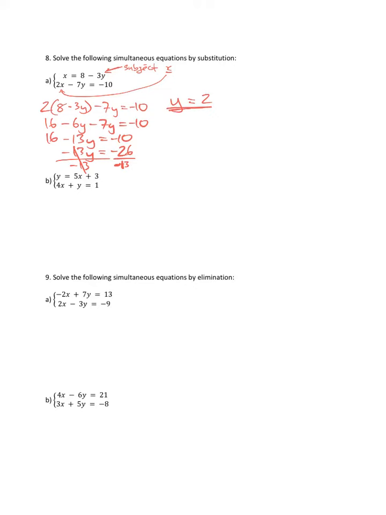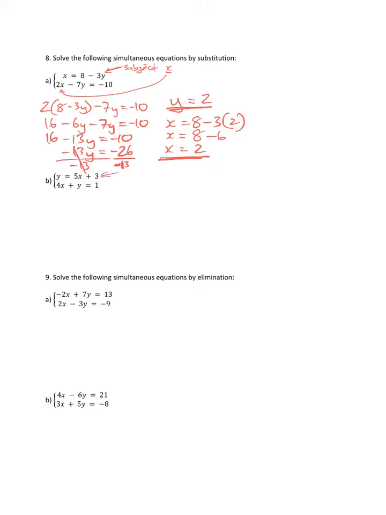So substitute y into the easier looking equation, which is the top one. X is equal to 8, take 3. And what did I just work out y was? 2. X is going to be 8, take 3 times by, negative 3 times by 2 is negative 6. X is equal to 8, take 6, 2. So your solution is x is 2, y is 2.